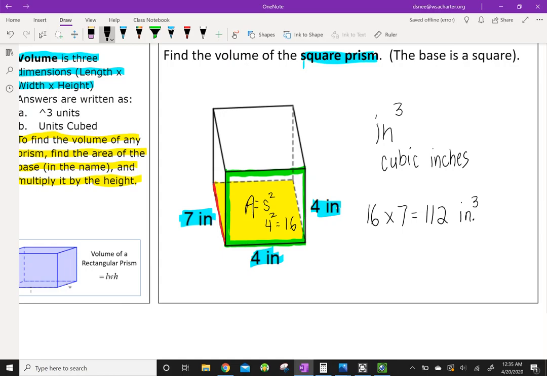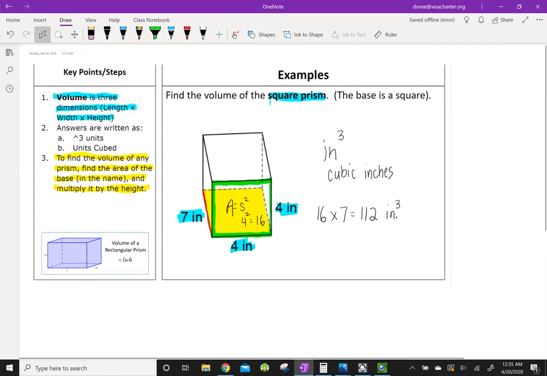Okay, and that's how you find the volume of a square prism, or any prism. For any prism, you're going to find the area of the base and multiply by the height. Okay, for a square, you can just do side cubed, right? You could do side cubed, or you could do length times width times height. Okay, any of that would work. But if you find the area of the base and multiply by the height for any prism, you're going to get it.